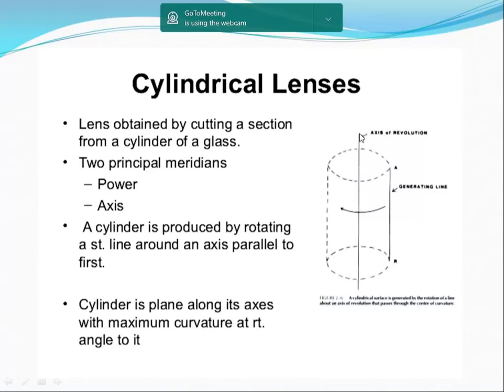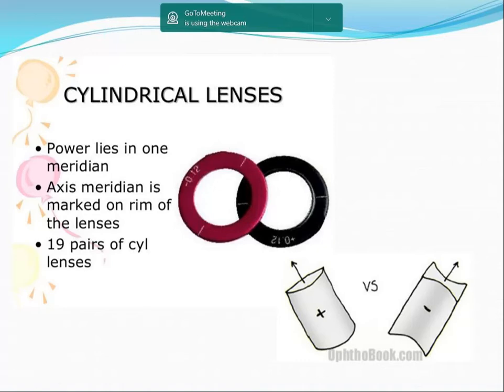That means if you hold the pencil straight, then it is acting only in the horizontal direction. That means when you are holding the cylinder at 90 degrees, it is acting at 180 degrees. So when you turn this pencil horizontally, the axis of the cylinder will be 180, then it will be acting at 90. So what I want to tell you here is that a cylinder is one in which the power lies only in one meridian. Okay?